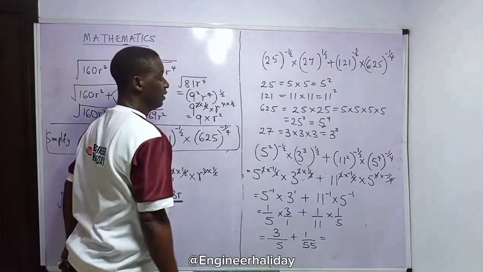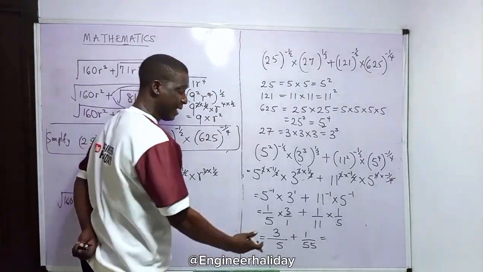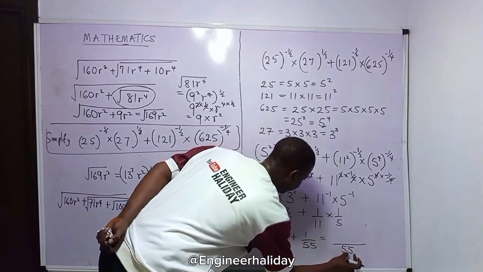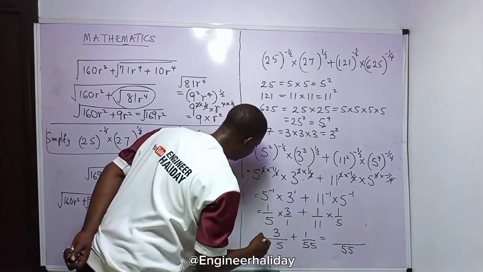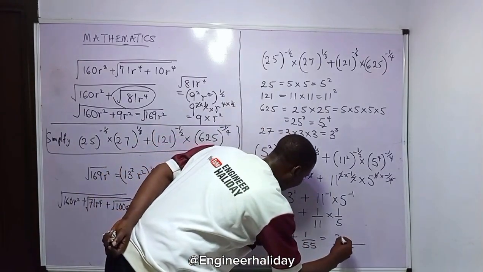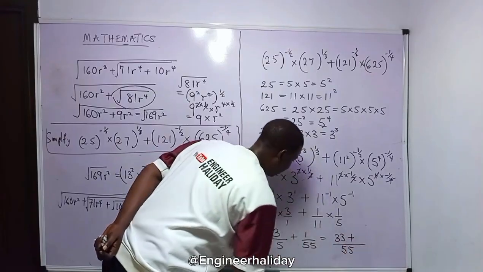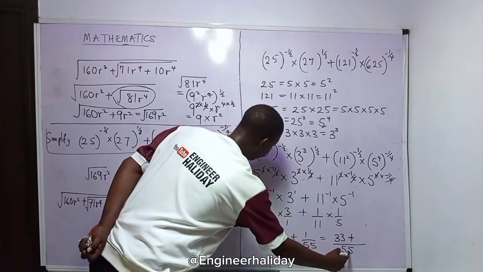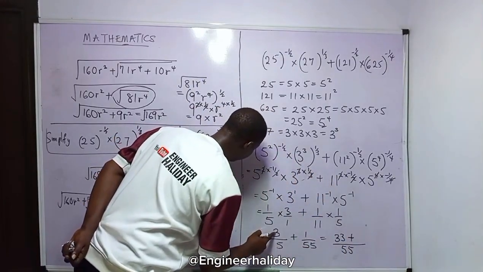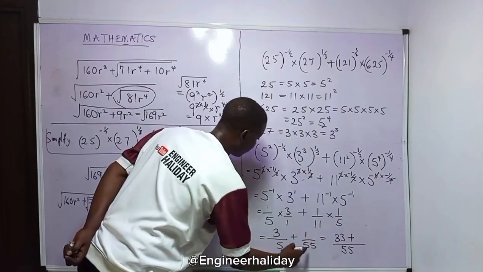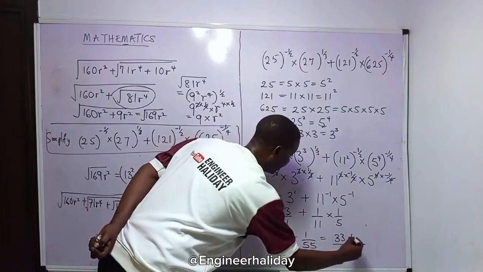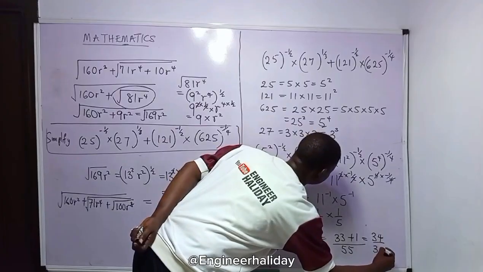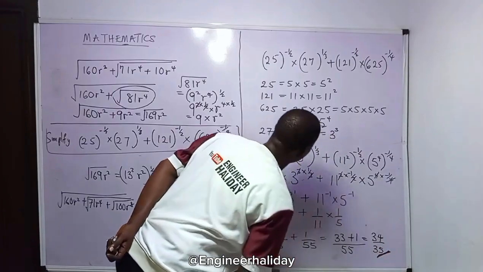Now what do we do after getting to this extent? We are going to find the LCM of 5 and 55, and that will be 55. 55 divided by 5 is 11. 11 times 3 is 33. Plus 55 divided by 55 is 1, and 1 times 1 is 1. So we are going to have left 34 over 55 as our answer.